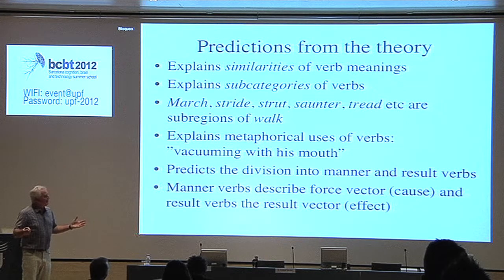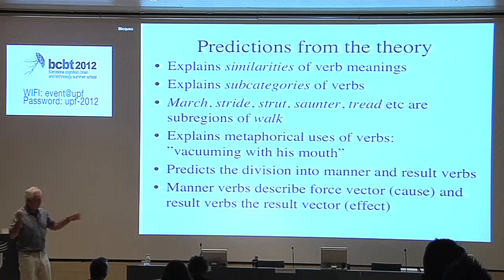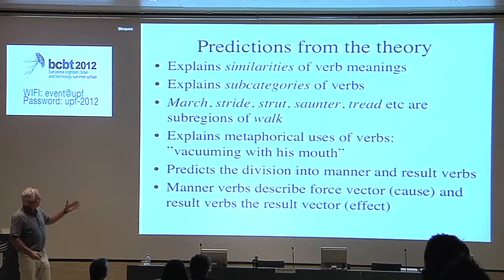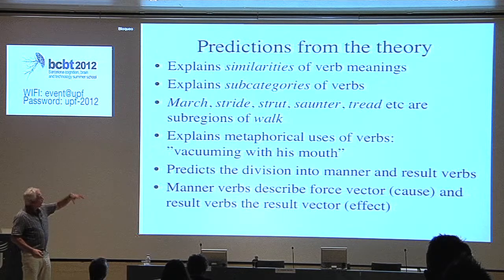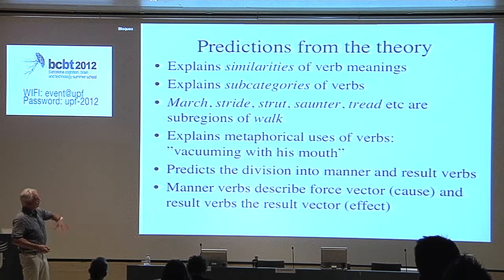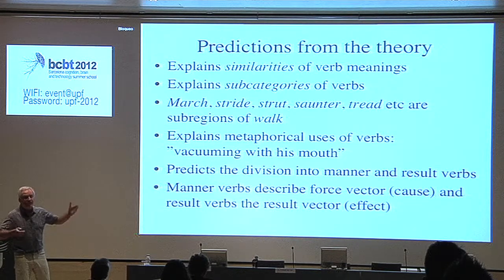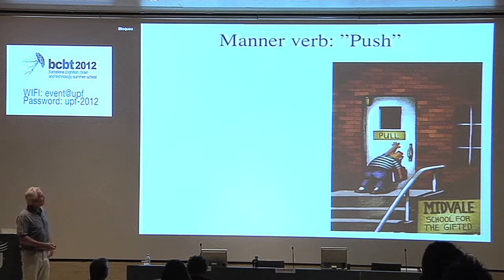There is a claim in linguistics that all verbs are either manner or result. It's a contended claim and people are fighting over it. But on this theory, I get this more or less automatically. Because from the one domain hypothesis, if a verb refers to a force vector, it's a manner verb. If it refers to some other domain, it's a result verb. So I get this division for free. Let me give you some examples.